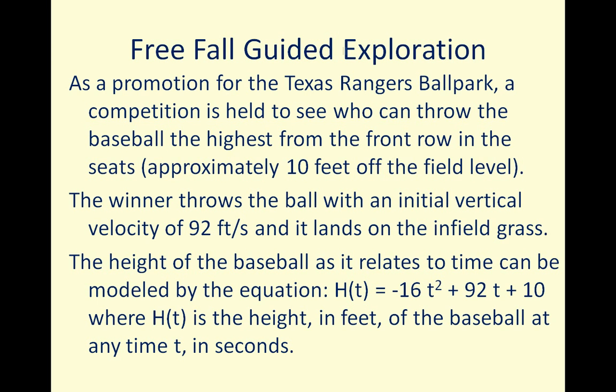And here is the problem. As a promotion for the Texas Rangers ballpark, a competition is held to see who can throw the baseball the highest from the front row in the seats, which is approximately 10 feet off the field level. The winner throws the ball with an initial vertical velocity of 92 feet per second, and it lands on the infield grass. The height of the baseball as it relates to time can be modeled by the equation h of t equals negative 16t squared plus 92t plus 10, where h of t is the height in feet of the baseball at any time t in seconds.